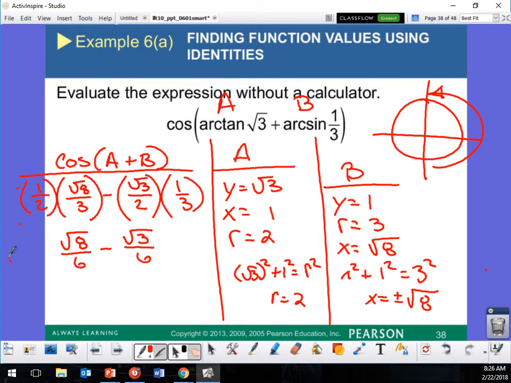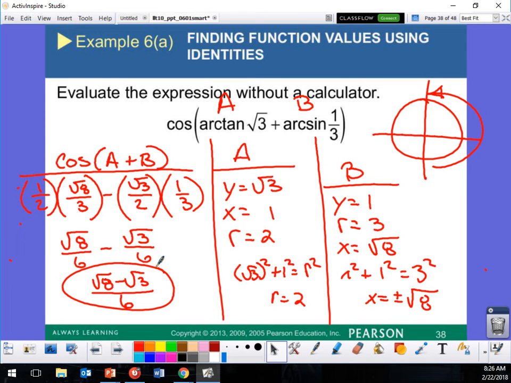Do they have a common denominator? Yes. So let's put it over that. So it's going to be rad 8 minus rad 3, all over 6. And that's all. That's it for that. I circled it, see? It's circled, so therefore it must be done.